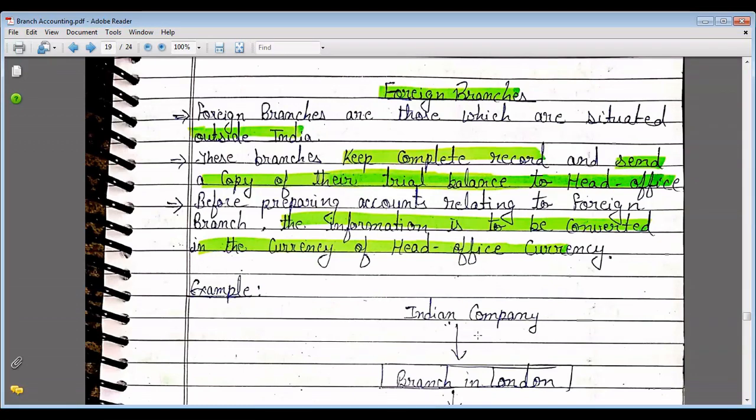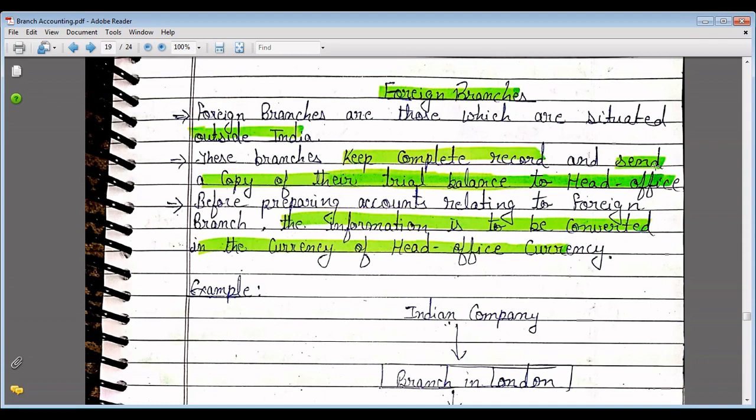Good morning, everyone. In branch accounting, we studied in earlier videos that branches are of two types, the domestic branches and the foreign branches. We studied about domestic branches. Now we study about foreign branches. What are foreign branches? Foreign branches are those which are situated outside India.